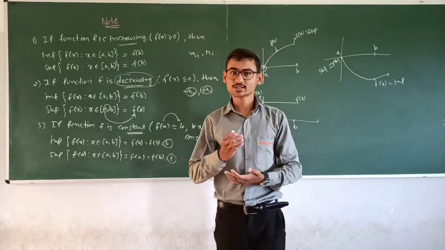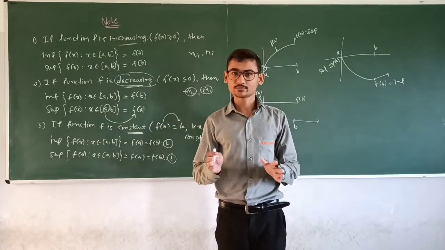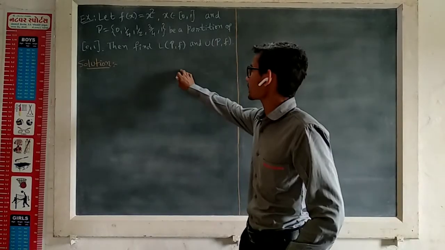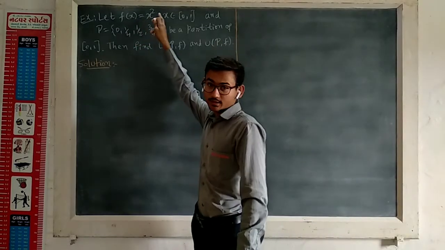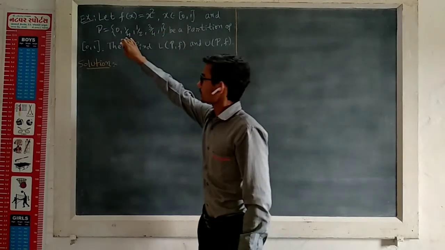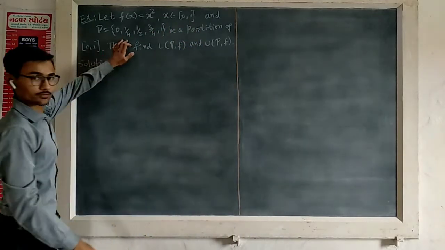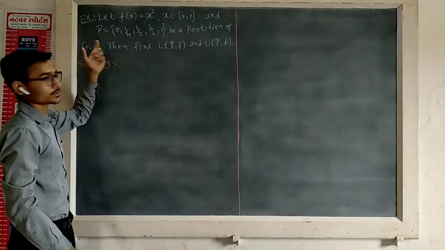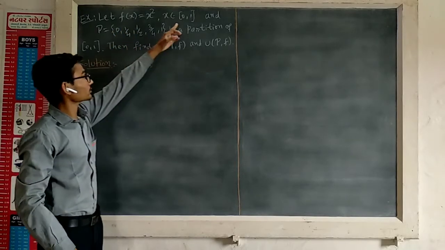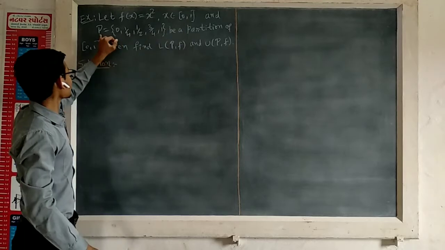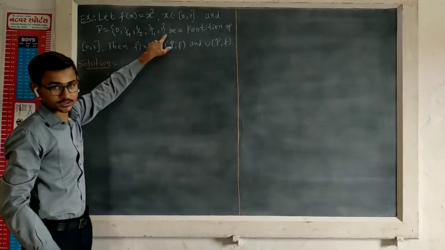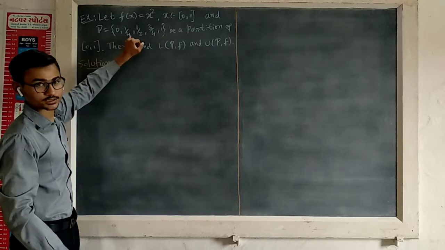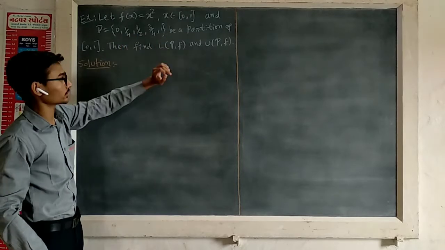Next we see some more examples to find LPF and UPF. f of x is equal to x square in the closed interval 0 to 1, and it is given that the partition is 0, 1 by 4, 1 by 2, 3 by 4 and 1, a partition of the closed interval 0, 1. Because the first element is 0 and the last element is 1, the definition of partition is satisfied: 0 strictly less than 1 by 4, strictly less than 1 by 2 and so on.